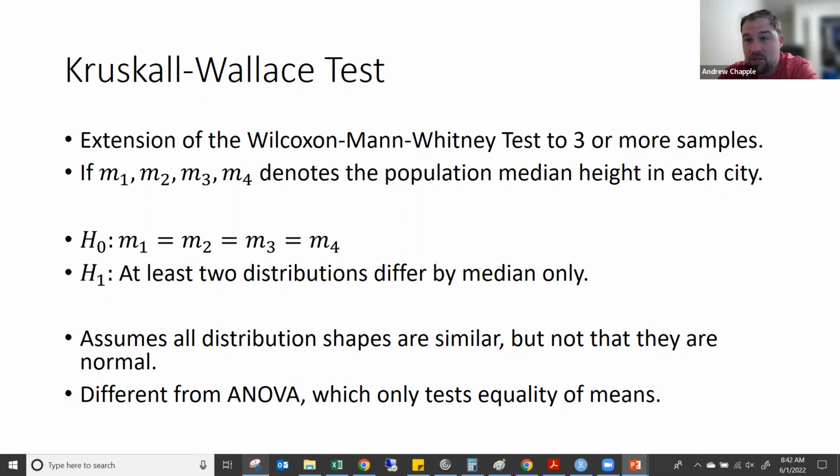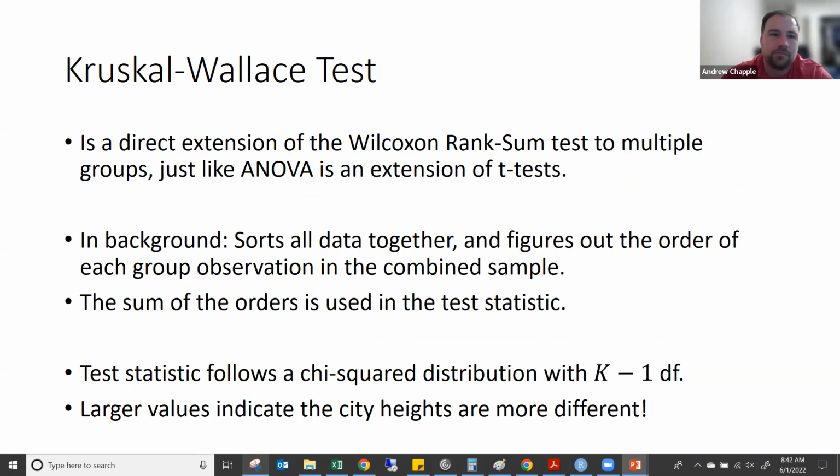Okay, now the assumptions here. It's non-parametric. It does not assume that they're normal. It just assumes that all the distribution shapes are somewhat similar, which I think is relatively fair to assume for the most part in small sample sizes. So again, it's just a direct extension.